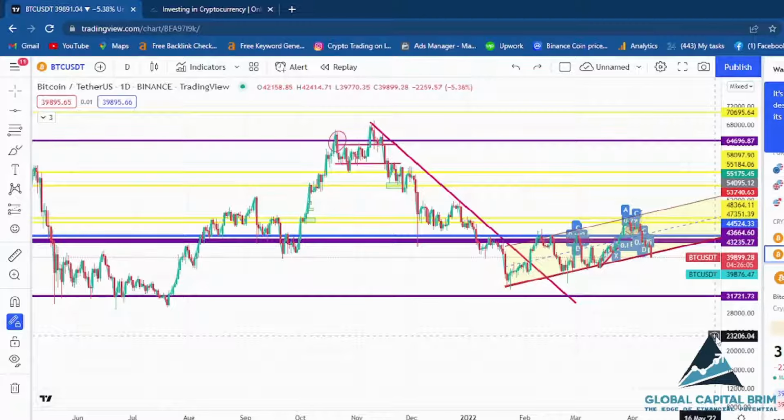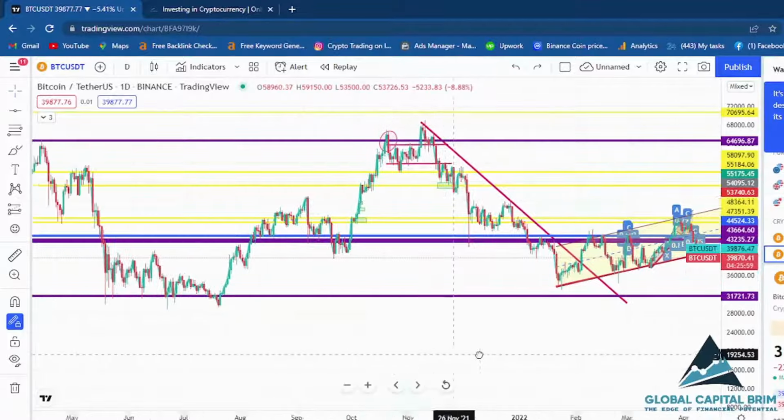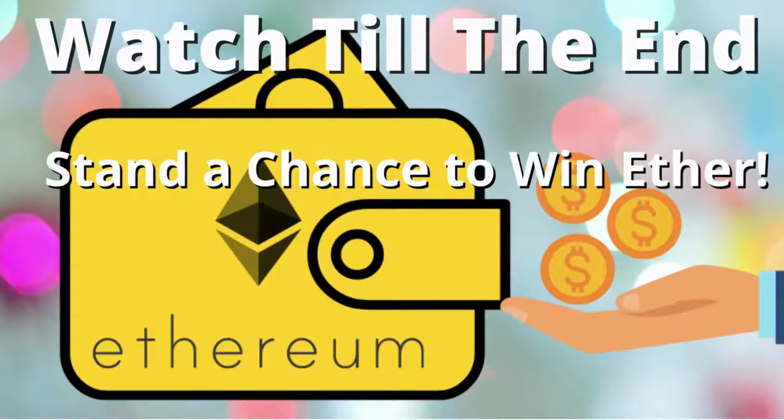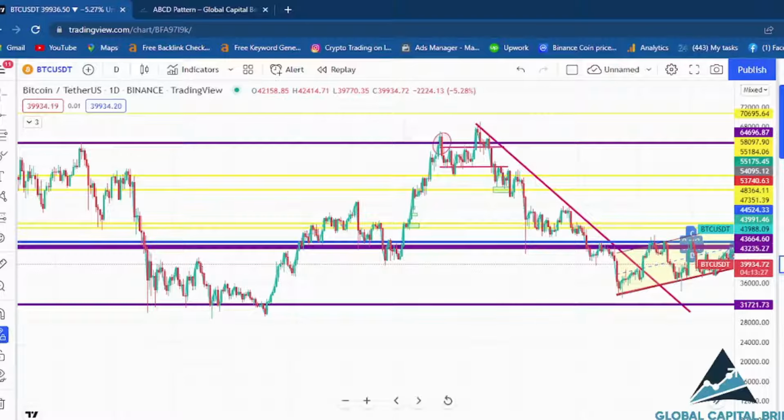Alright, so what we're going to be focusing on today is a very simple but effective trading strategy. It's called the AB equals CD pattern. Before we learn about the AB equals CD pattern, it is vitally important that you understand how to use your Fibonacci ratios and levels, because this is the measuring instrument that we use to spot the AB equals CD pattern.